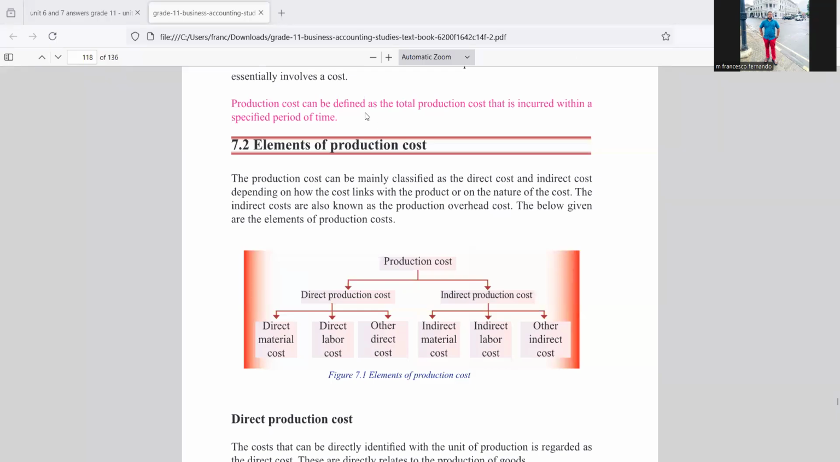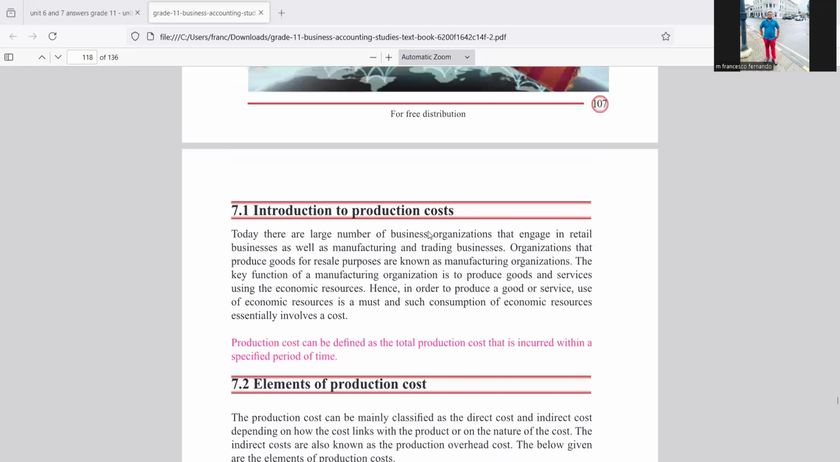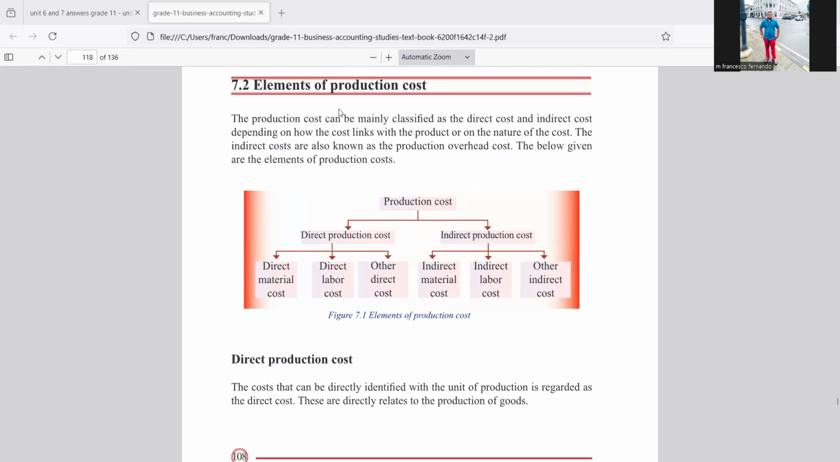So in this recording, I'm going to discuss lesson number 7, production cost statement. This production cost is divided into two parts, direct cost and indirect cost. Or else we give another term for this. Direct production cost is called prime cost, and the indirect production cost is called production overhead cost.